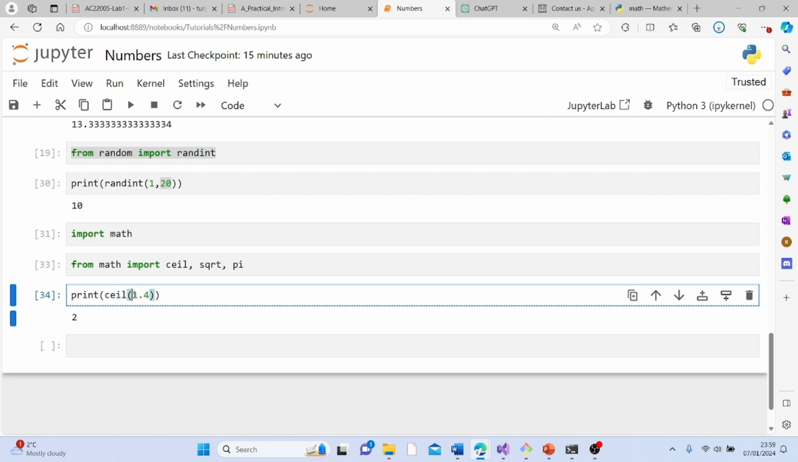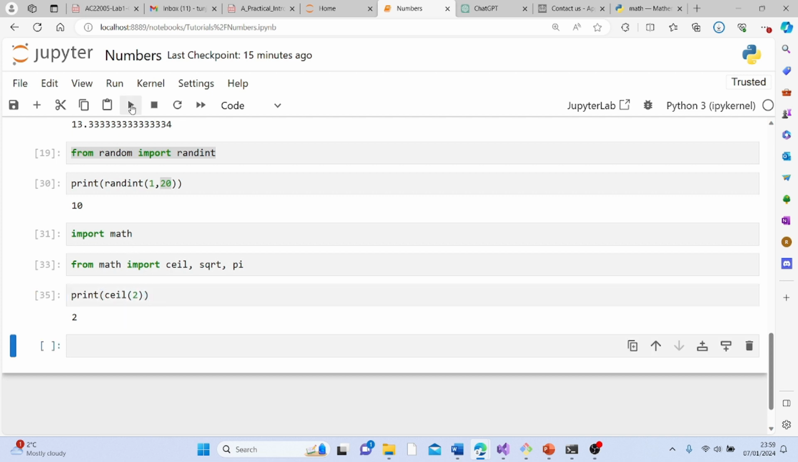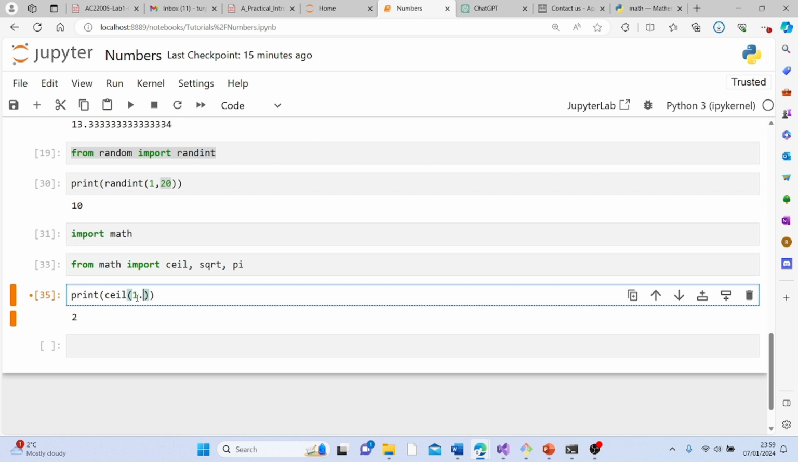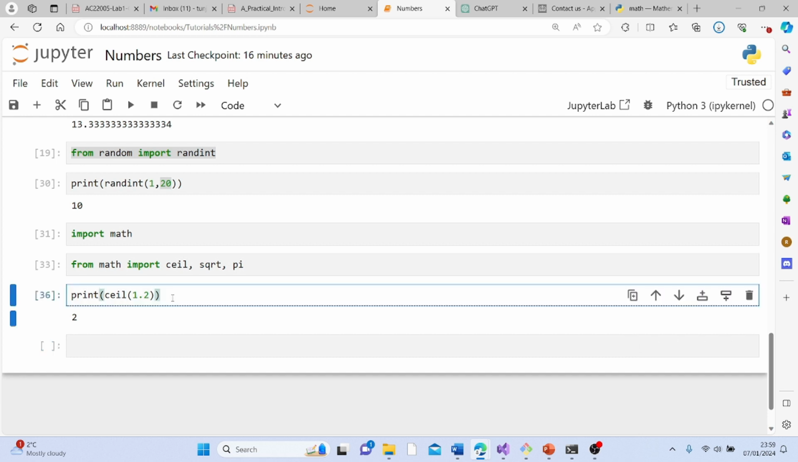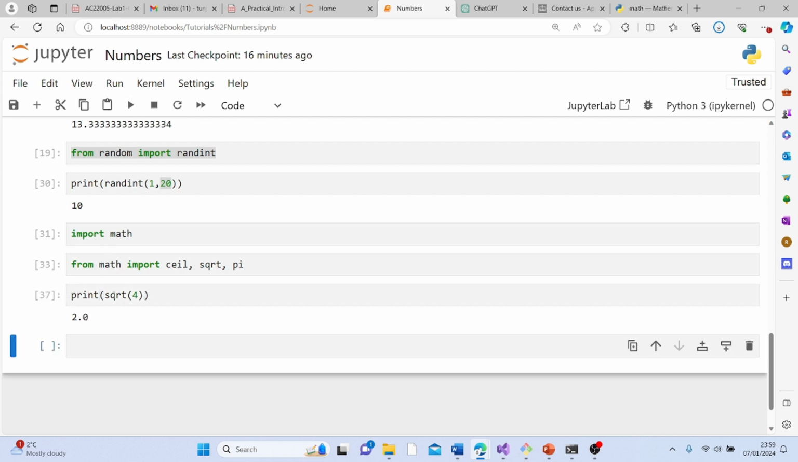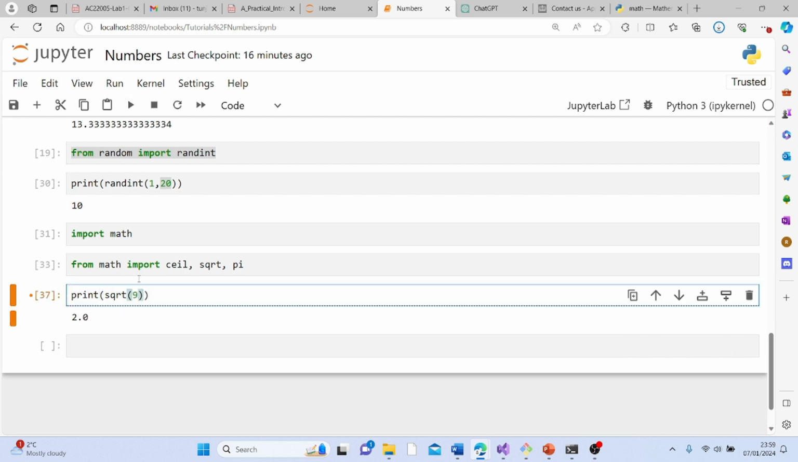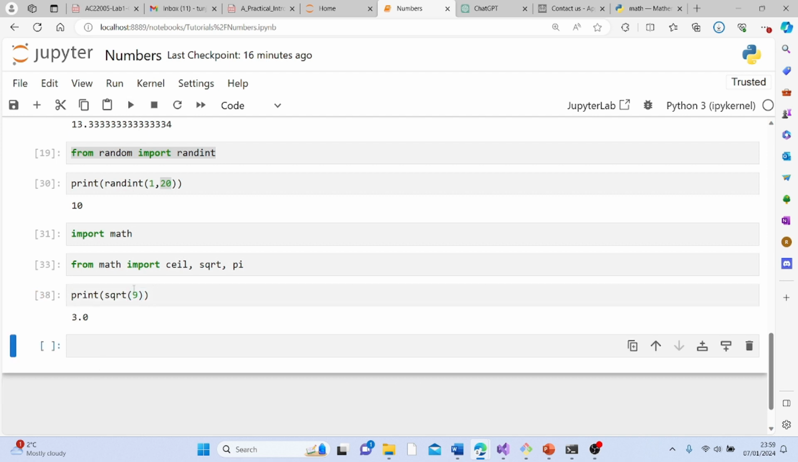So if your x is 2, the value will also be 2, because this is the smallest integer that is greater than or equal to 2. But if you have 1.8, even 1.2 will give you 2, because this is the smallest integer that is greater than or equal to 1.2. So that's ceil. You can read about this. You can also use the square root function. This will give you the value 2.0. If you put 9 here, this will give you the value 3. So this is the square root function.